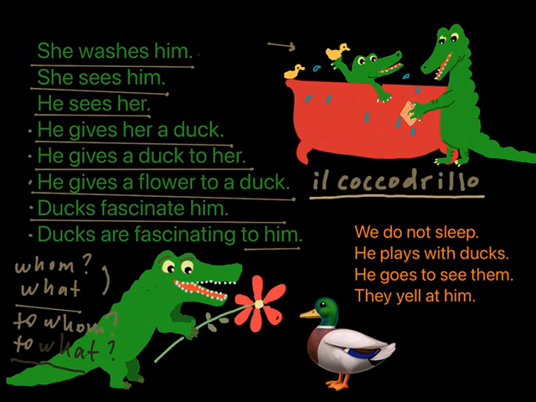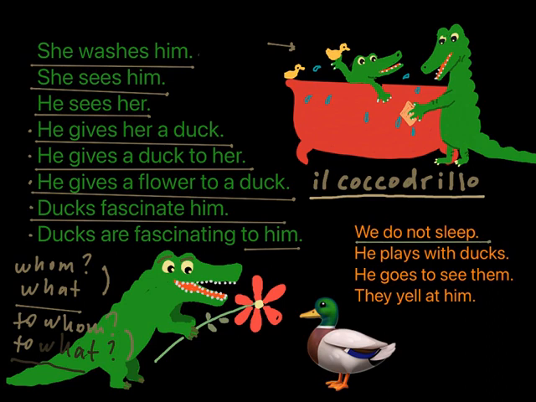And then finally, the indirect object answers to the question to whom, to what. Let's take a look at the following. We do not sleep. Where is the subject? It is we. Why is it we? Because we do something in a sentence. What is the direct object? There is no direct object.